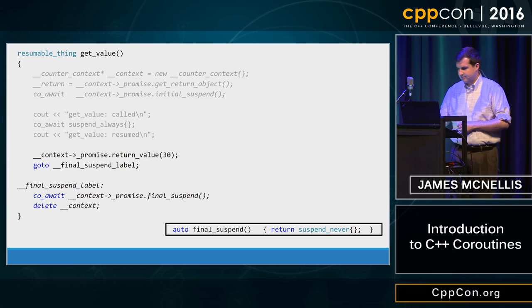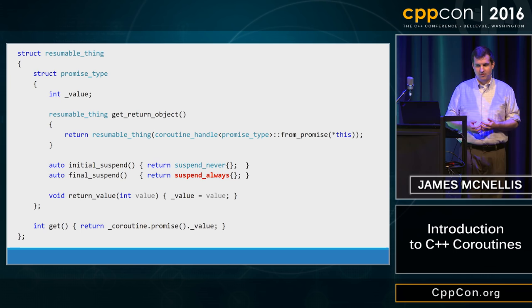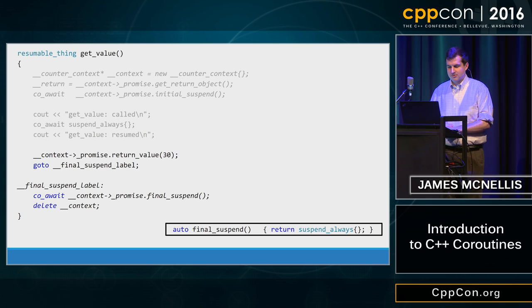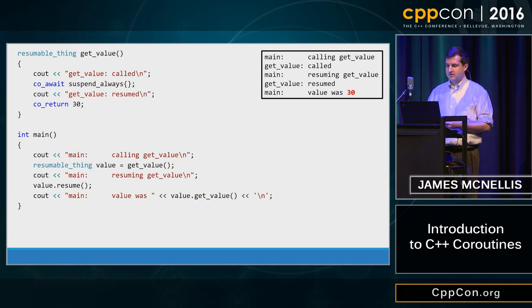So we have to make one small change here in order to make this work. Does anybody want to take a guess at what we have to do? Yes. So we just have to change the final suspend to say suspend always. And by doing that, when we're executing through the getValue coroutine, we'll reach the final suspend label, we'll co-await on this final suspend, it will say suspend always, return control to the caller, and we will not delete the context. And so when we do that, it will print out the correct result, unless you like the other result better, in which case, well, you can do that.